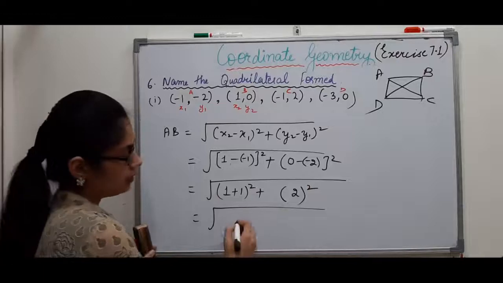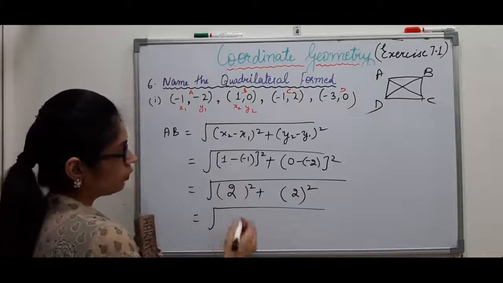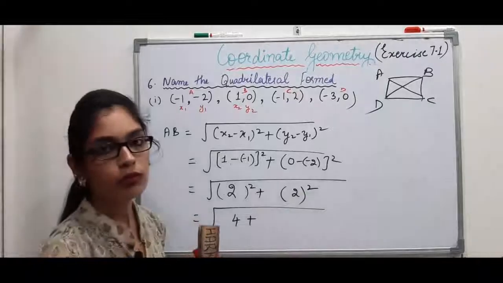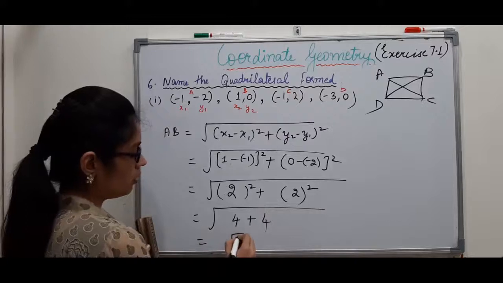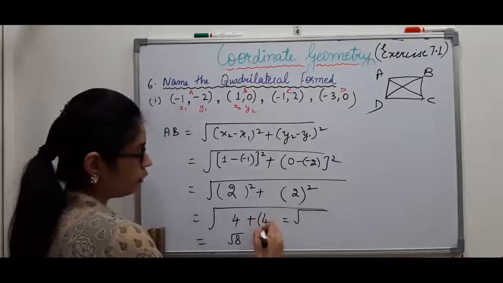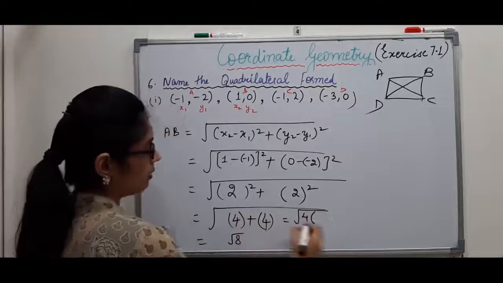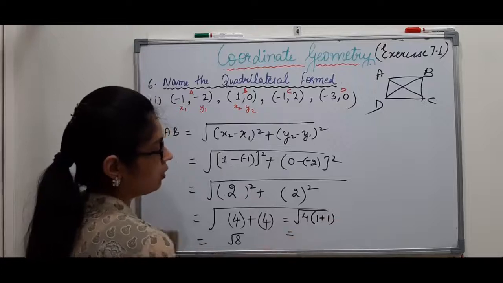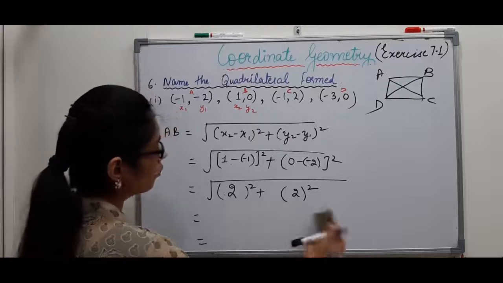Now 1 plus 1 is again 2, so directly here I will write 2. So 2 whole square will be 4. Again whole square of 2, which means 2 into 2, is 4. So we got 4 plus 4, 8. Also you can write it like this: 4 is present in both, so you can take 4 out, and in place you can write 1 and here also 1. Or directly, because you have got root 8.